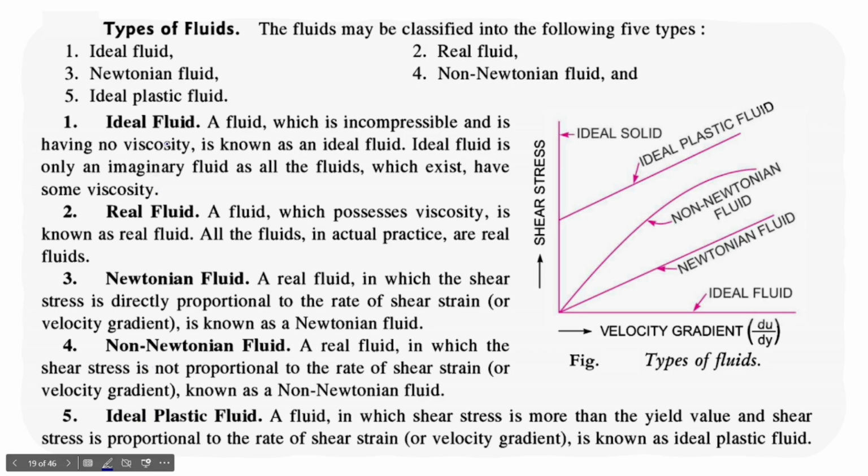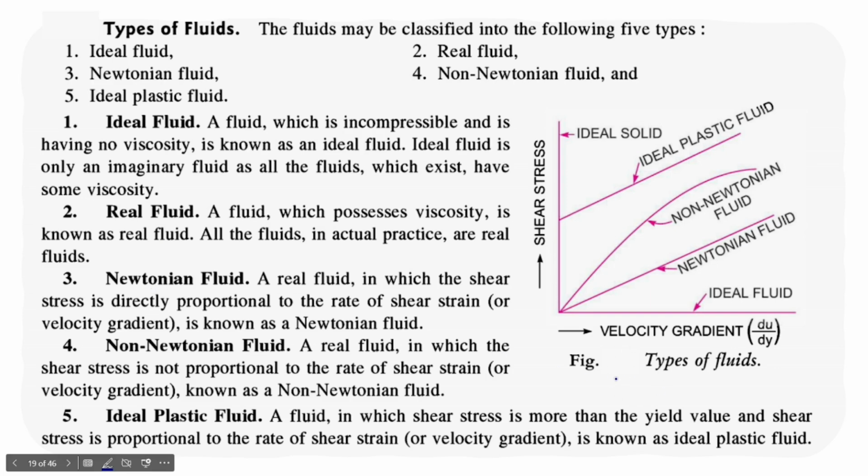So ideal fluid is a fluid which is incompressible and having no viscosity. So it is not possible. So it is an imaginary fluid. But in case of a real fluid, it will possess viscosity and it is known as real fluid. Okay. So Newtonian fluid is a fluid which will follow Newton's law of viscosity.